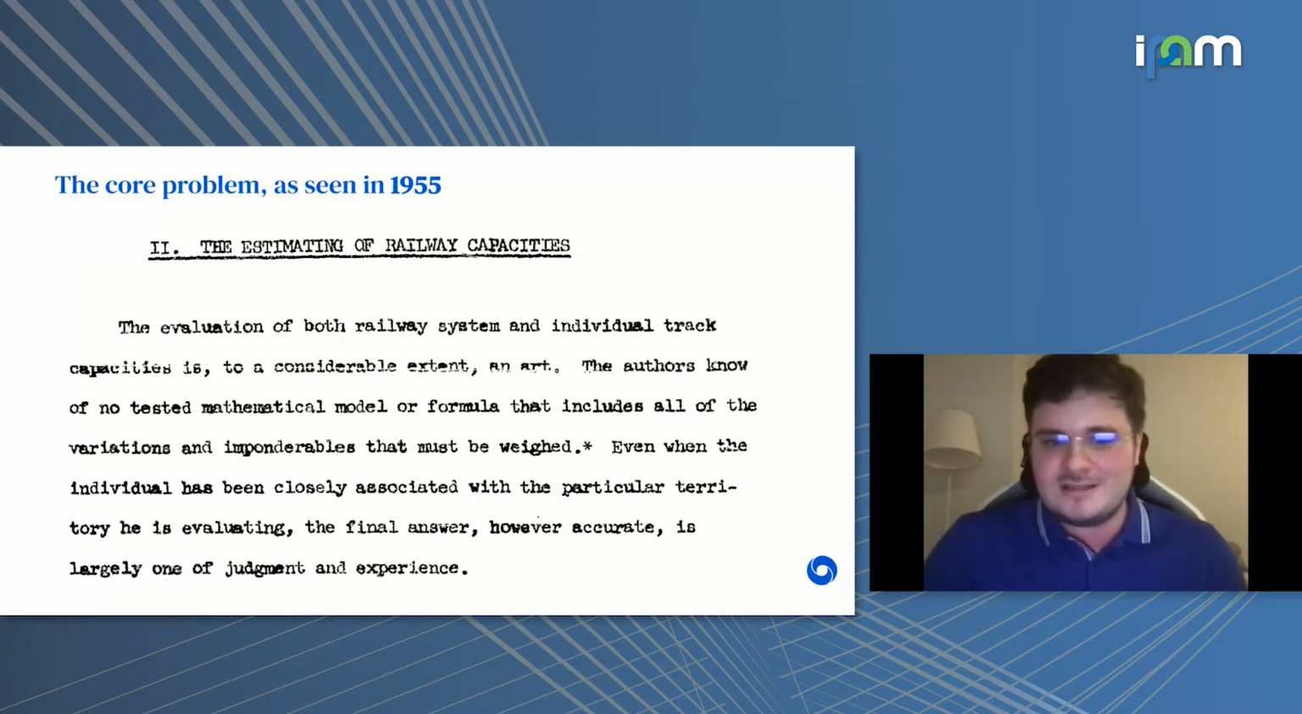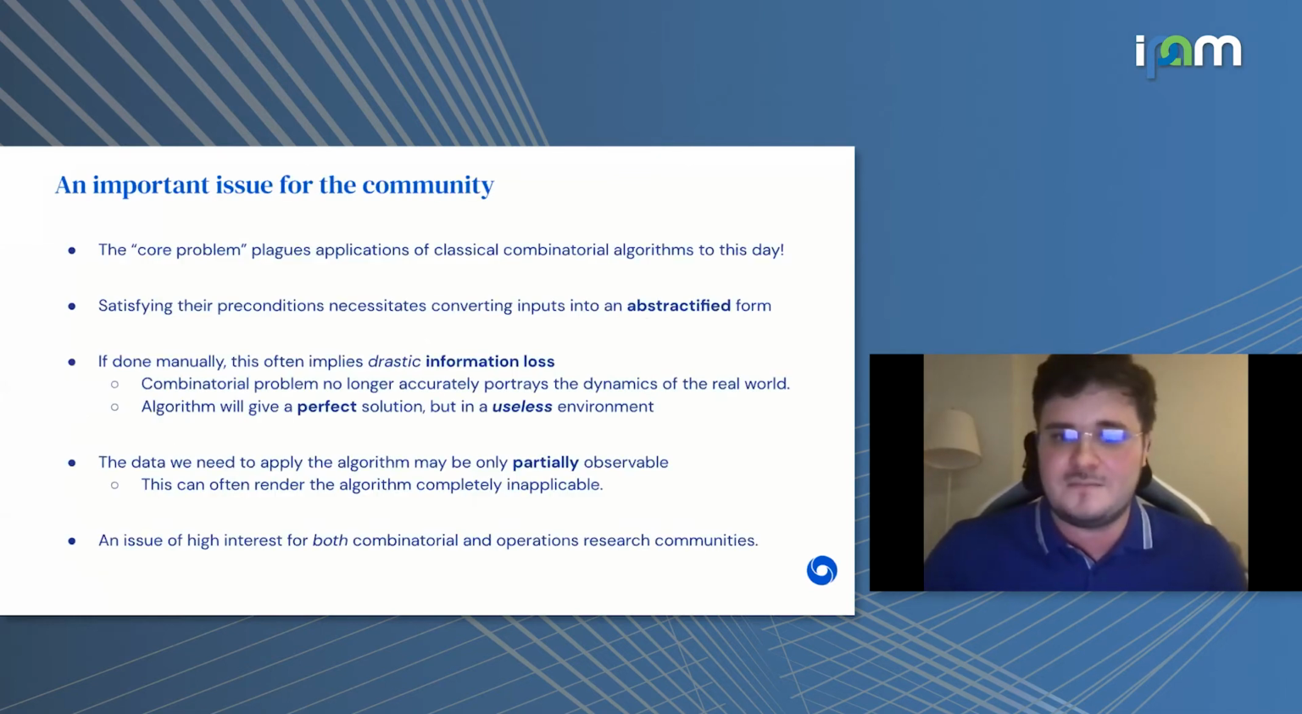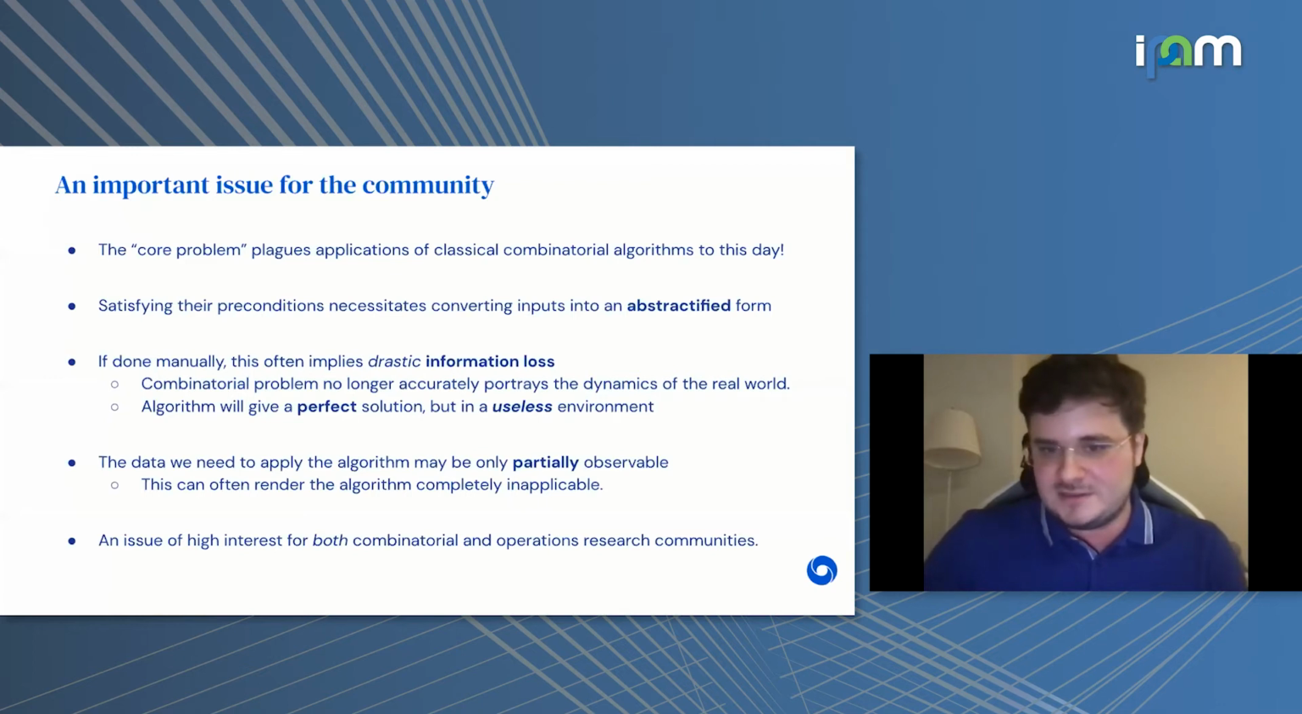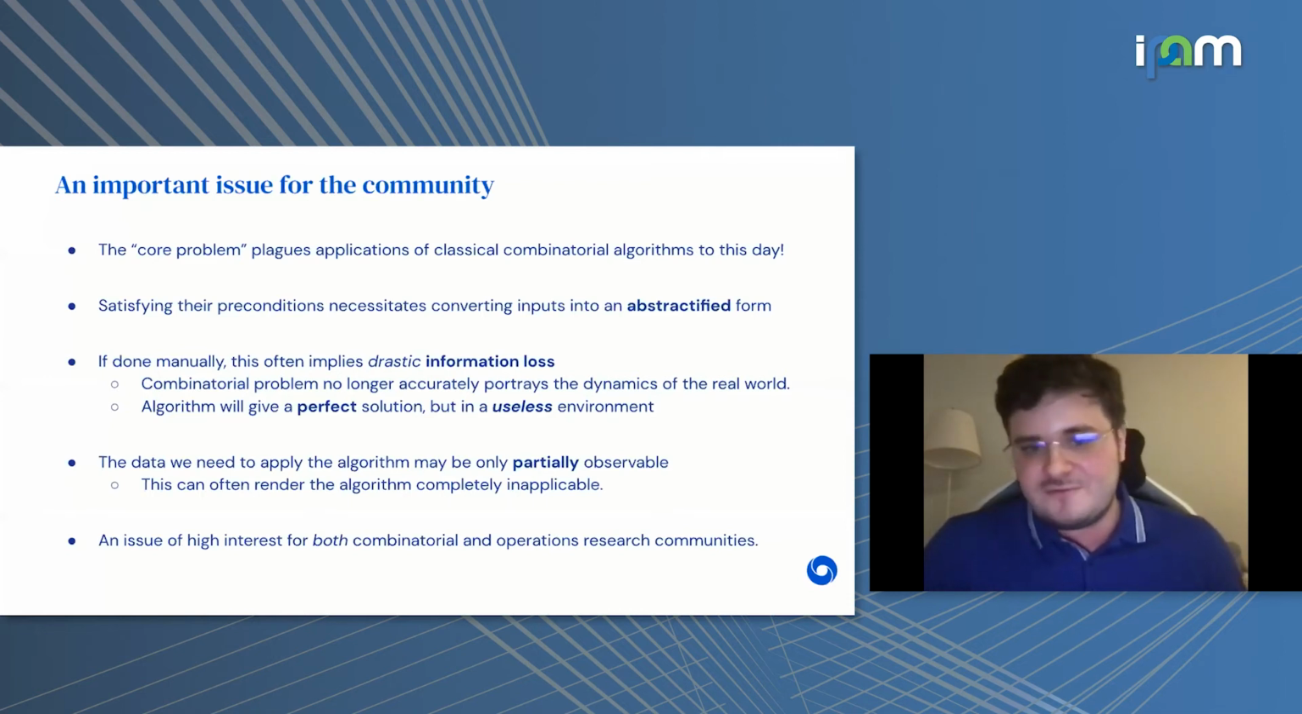And no matter how intimately someone has been associated with the territory they're studying, the final capacities that you come up with, no matter how accurate it might seem, is one of judgment and experience. That means that it's prone to failure. So, in my opinion, this is a very important issue for the community as a whole because it plagues applications of combinatorial algorithms to this day. In order to satisfy their preconditions, you must convert your potentially raw and rich inputs into this abstract, tiny form. And if you do this manually, like many people are still doing today, it often implies drastic information loss.